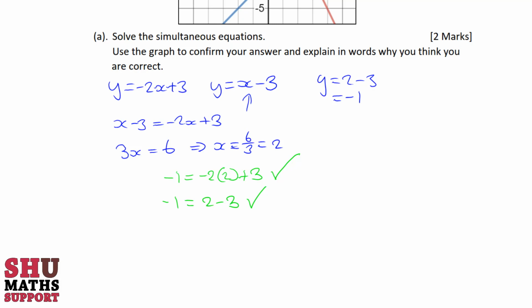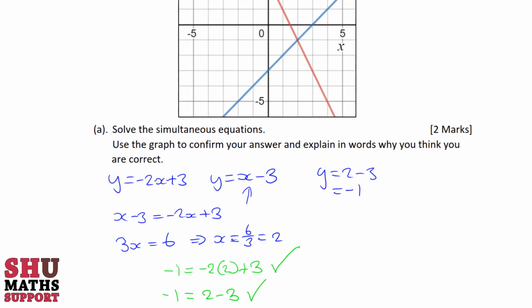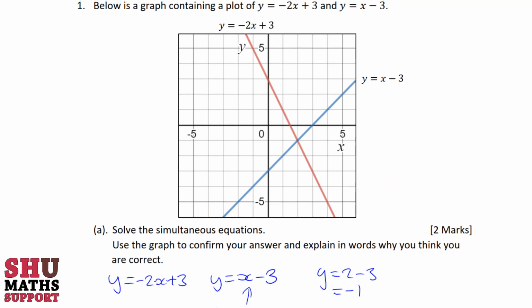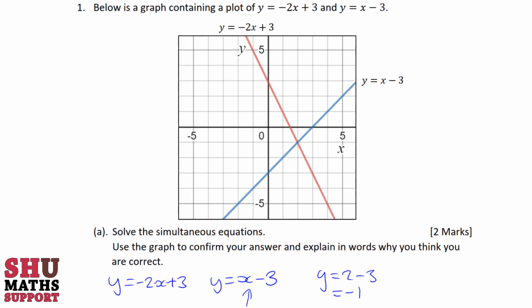Now this question almost seemed too easy, and that's because it's wanting us to use the graph to confirm our answers and then explain why we think we're correct. So we know that our solutions are x is equal to 2 and y is equal to minus 1. So let's have a look at what's going on the graph then. So we have y is equal to minus 2x plus 3 here, and then we have y is equal to x minus 3 here, and then we have this line here and this line here, and the point where they intersect is at this point here.